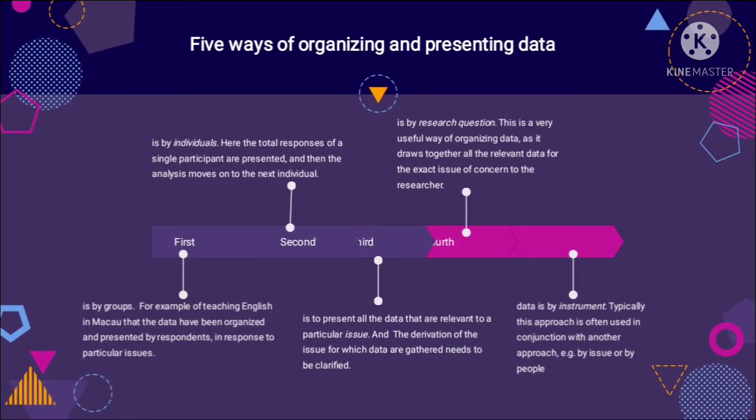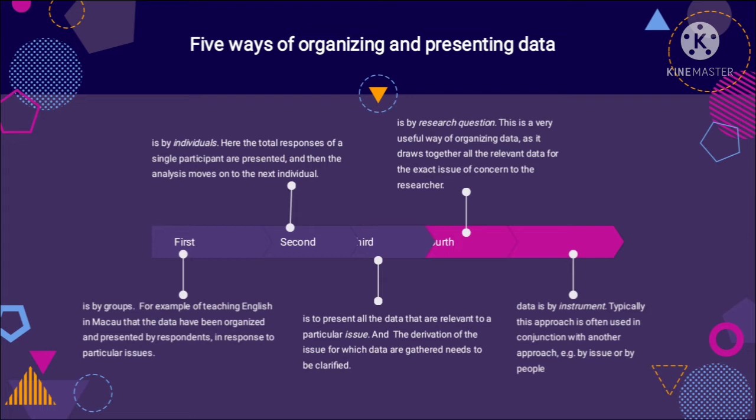The next topic is 5 ways of organizing and presenting the data. The first way is by groups. For example, in teaching English in Macau, the data have been organized and presented by respondents in response to a particular issue. Where the respondents said the same, they have been organized by groups of respondents in relation to a given issue. The advantage of this method is that it automatically groups the data and enables dense patterns of similarity to be seen at a glance.